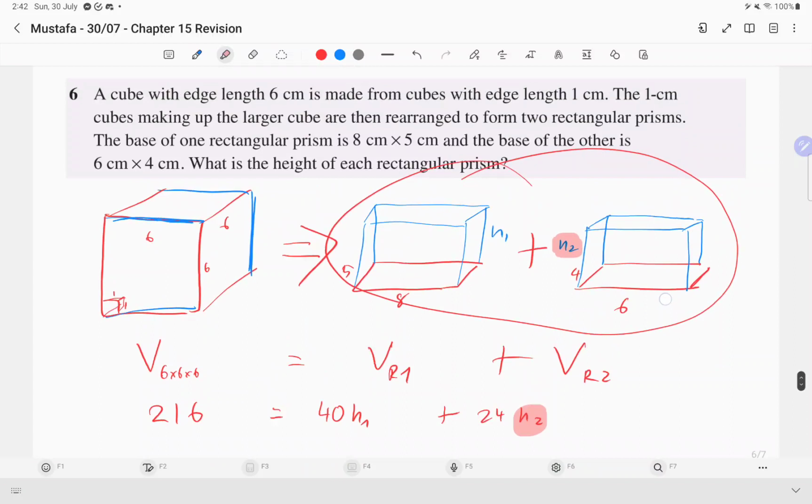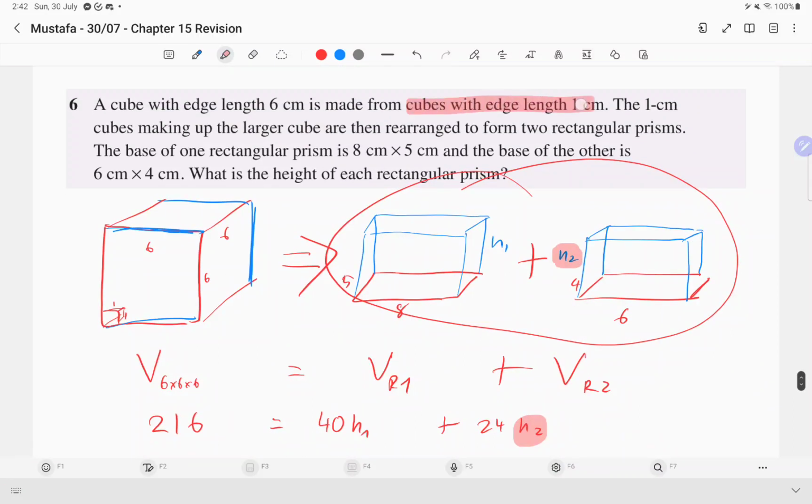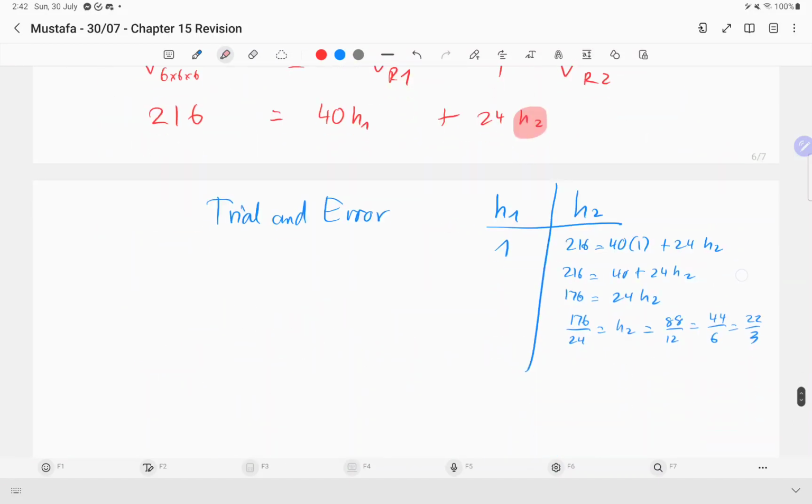This is formed by 1 by 1. So can you get a point something height? No, you can't. So in this question, you're basically trying to find a pair of H1 and H2 that would be whole numbers. Does it make sense? Yeah. So now we have to try again.